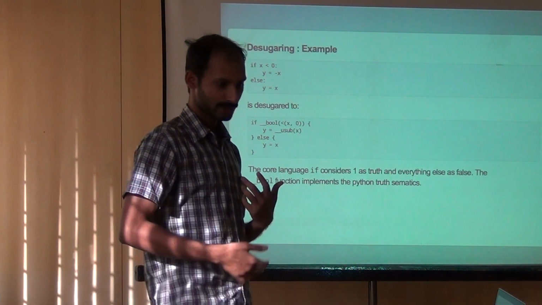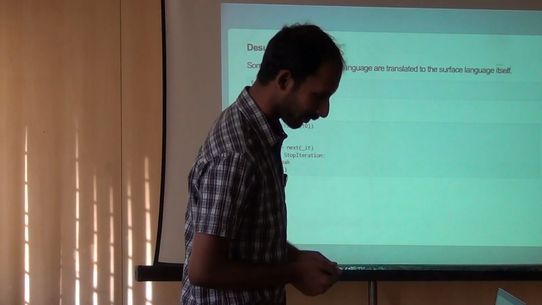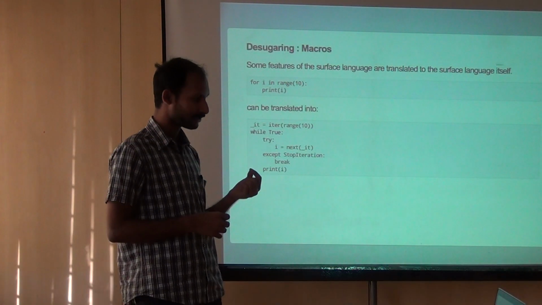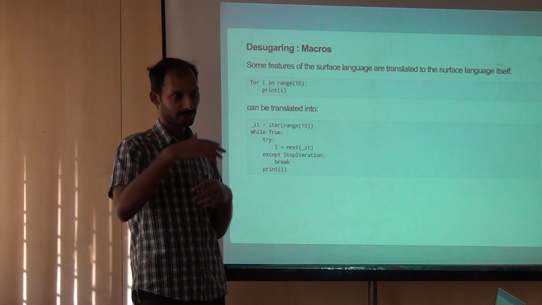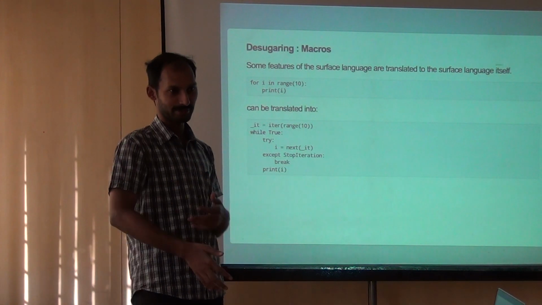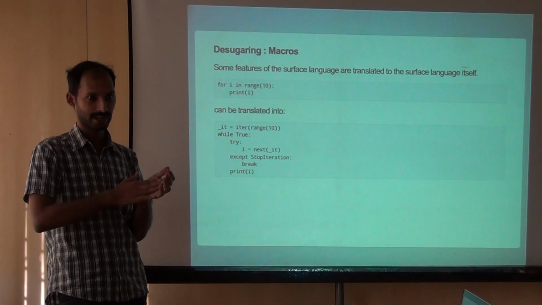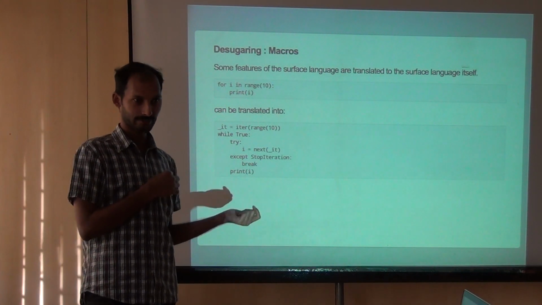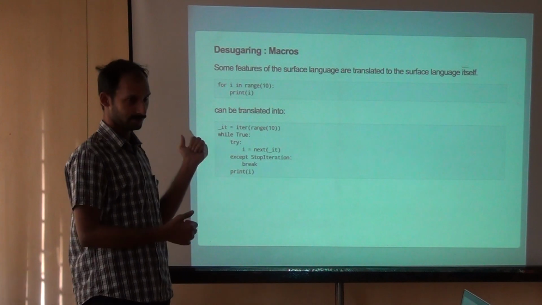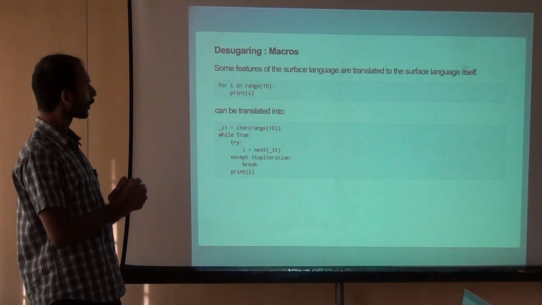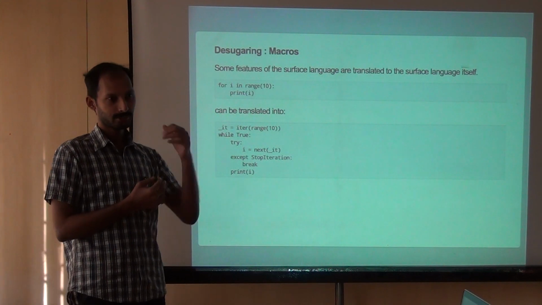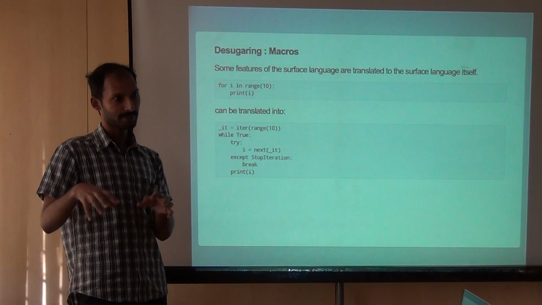Let me show you some more desugaring things. There's one nice thing in desugaring. Sometimes you don't desugar into the core language, you desugar to the same language. We have core language and surface language, that's the terminology used. The Python language you're talking about is the surface language, and the core language is what you've seen before. Now, there's an idea called macros. What are macros? You take a piece of code and translate it into something else in the same language.